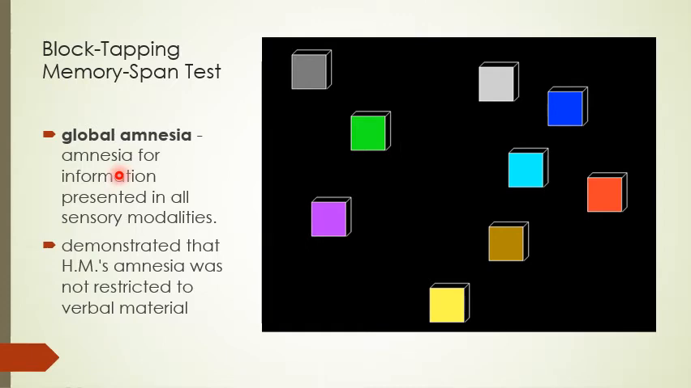Global amnesia is amnesia for information presented in all sensory modalities. So this demonstrated that HM's amnesia was not restricted to verbal material. Okay, di ba sa previous test, it was verbal long-term memory, katong digit span. But also in the block tapping, maglisod po siya, or most likely yung performance is poor compared to that of a normal person or a person nga wala kuhay og medial temporal lobes. So also amnesia for all sensory modalities. Again, that is called global amnesia.